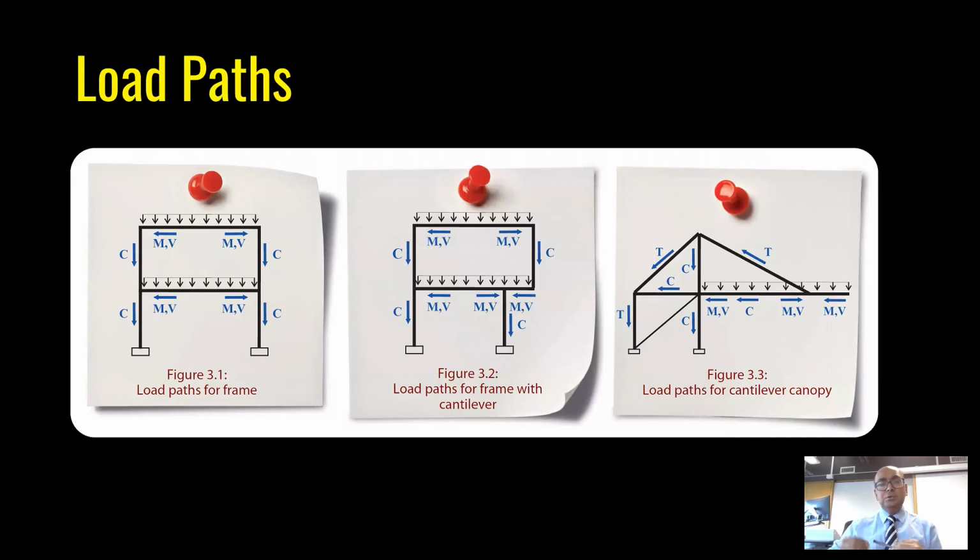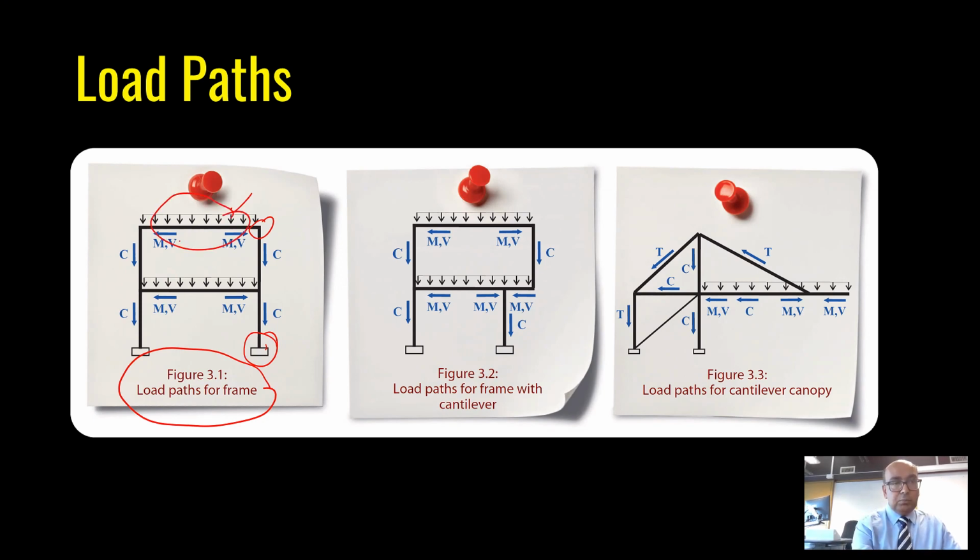Firstly, how loads are transferred. The first example is the load path for a frame. Here, a uniformly distributed load is applied. The joints are fixed, and at the end it is fixed as well. When we apply UDL, it will generate moment and shear. Moment is simply force times perpendicular distance. It will cause bending. When we talk about shear, it slices things into two parts.